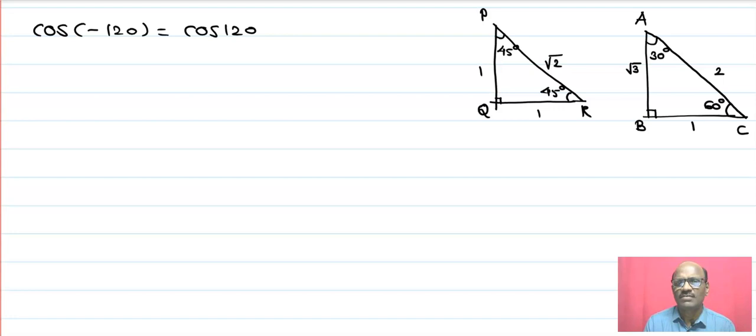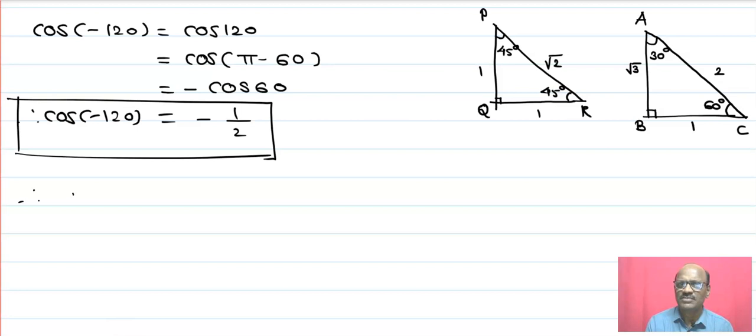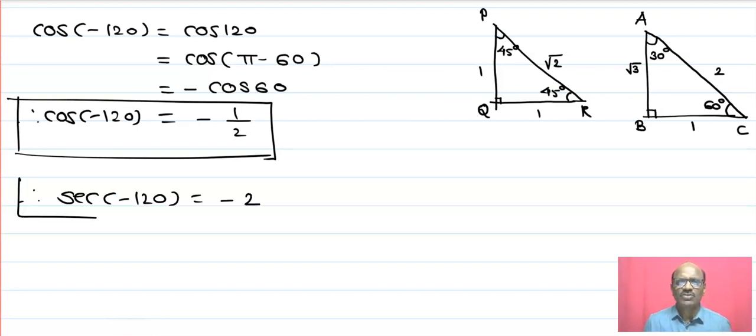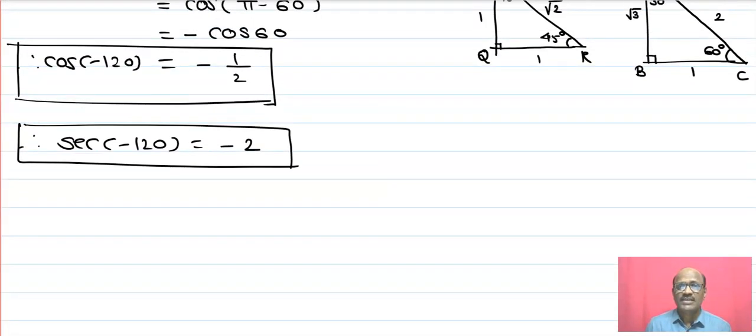Now cos of minus 120. Cos absorbs the negative sign. Again it is written in this manner, that is the cos of pi minus 60. Overall it is negative. This trigonometric function goes in the second quadrant. In the second quadrant cos is negative. Therefore it is written as minus cos of 60, and cos 60 is 1 upon 2, and therefore cos of minus 120 is minus 1 upon 2. Sec of minus 120 is minus 2.